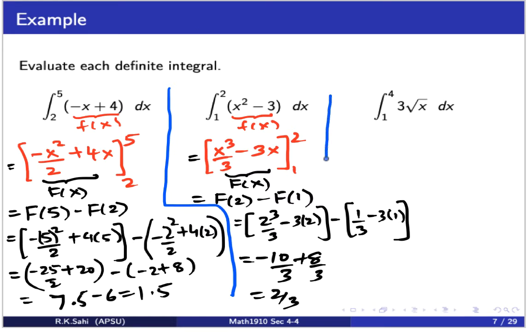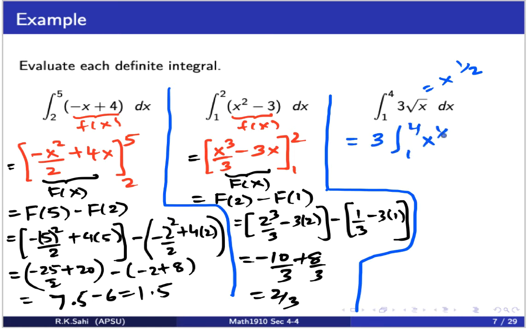Now we are going to do the next problem. Before I do this problem, what I normally do is try to clean this up to make my life simple. So I'm going to write the square root of x as x to the power half, and I will take the 3 outside, making my life very simple. So it's 3 times the integral from 1 to 4 of x to the power half dx.